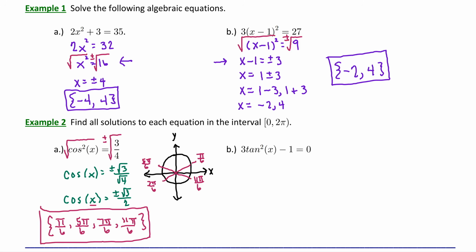So we've solved our first trigonometric equation of quadratic type, and the technique we used there was the square root property, that is, taking the square root of both sides. Let's try that on example B. This time we have a tangent equation.